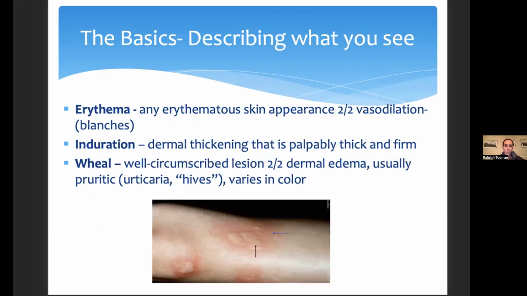So just to go over the words, erythema is not just redness. It's erythematous skin. It's red skin that's secondary to vasodilatation. So this should blanch. It's a specific type of redness. Induration is dermal thickening that's palpably thick, palpably firm. And a wheal is the same as urticaria or hives, and it's a well-circumscribed lesion. It's secondary to dermal edema, often pruritic. So it's often what we think of for allergic reactions, but you want to know the actual words to describe these rashes.